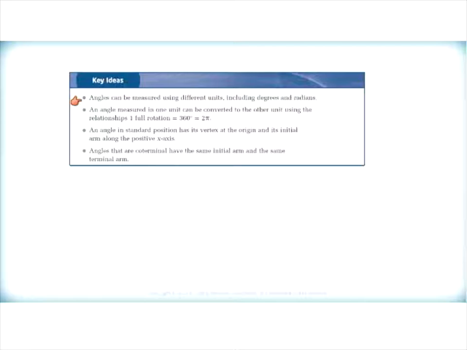Key ideas: angles can be measured using different units, including degrees and radians, which we've already seen. An angle measured in one unit can be converted to the other unit using a relationship. 1 full revolution, or 360 degrees, is equal to 2 pi. An angle in standard position has its vertex at the origin and its initial arm along the positive x-axis. And angles that are coterminal have the same initial arm and the same terminal arm. We're going to be doing more work on coterminal angles in an upcoming recording. That ends this lesson.